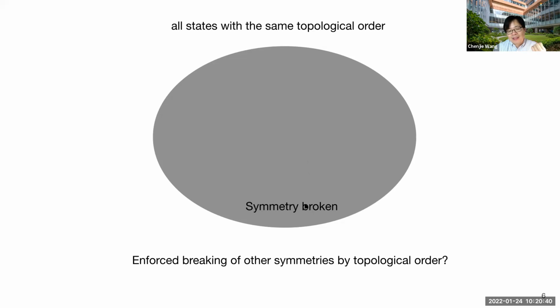But now you may ask the question: are there any other symmetries that can be enforced, incompatible with some topological order? So we need to specify what symmetries we're going to consider and also what topological orders we're going to consider. Then they may be incompatible. And incompatible means that we need to go through all the states in the whole phase diagram.